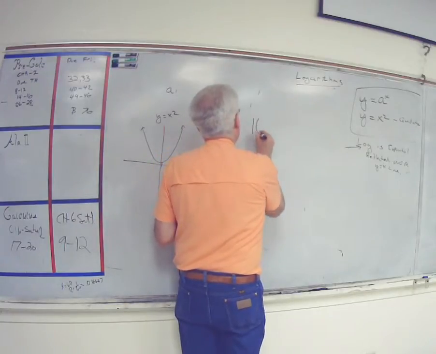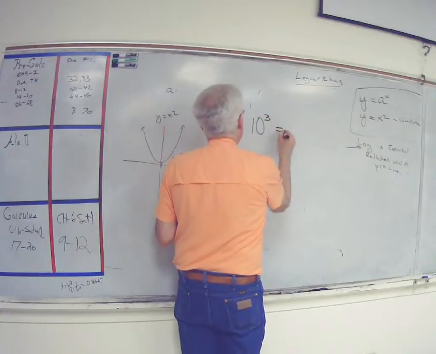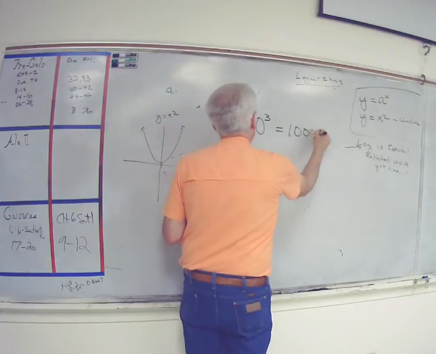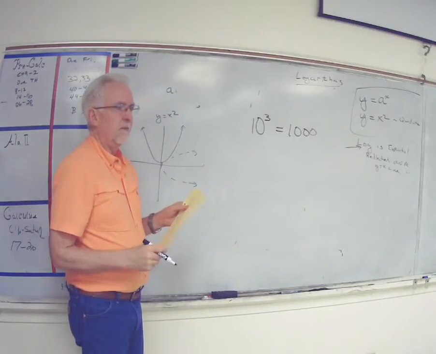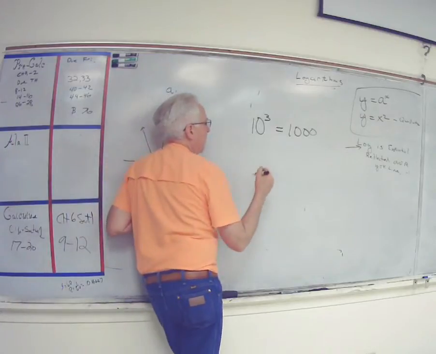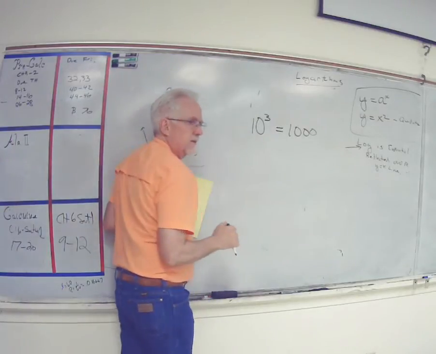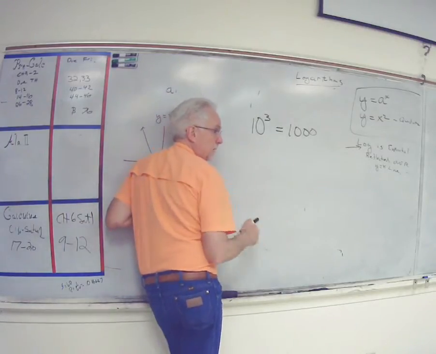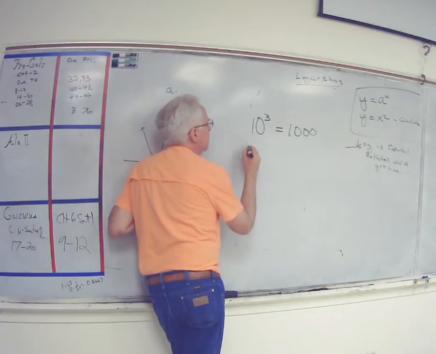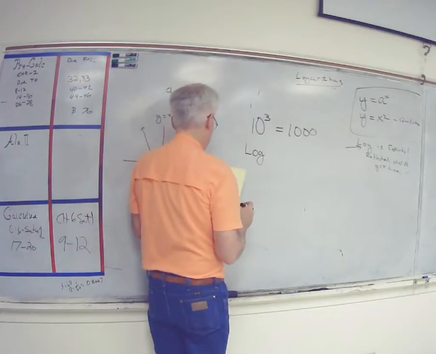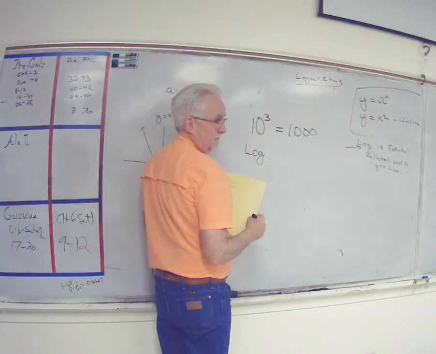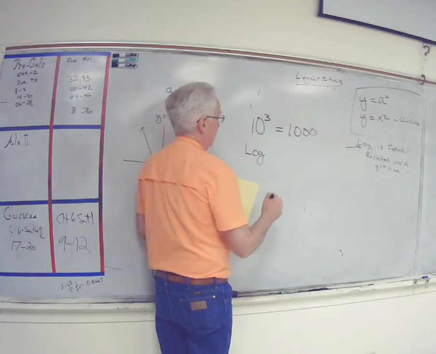Okay. So I have 10 to the 3 is equal to 1,000. Would everybody agree that 10 to the 3 is 1,000? Yes. Okay. Now, what form is this in? Exponential. I want to go to what, Mario? Logarithm. So what am I going to say? I'm going to say log base 10 of 1,000.